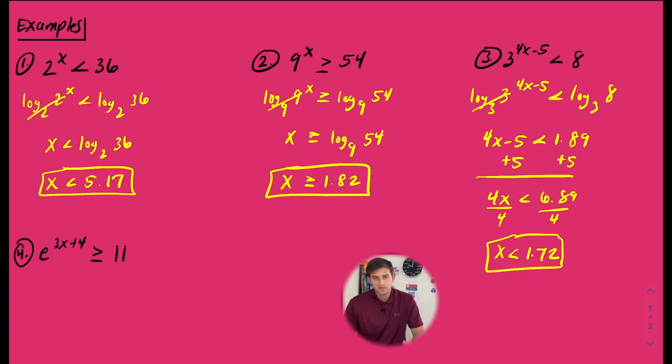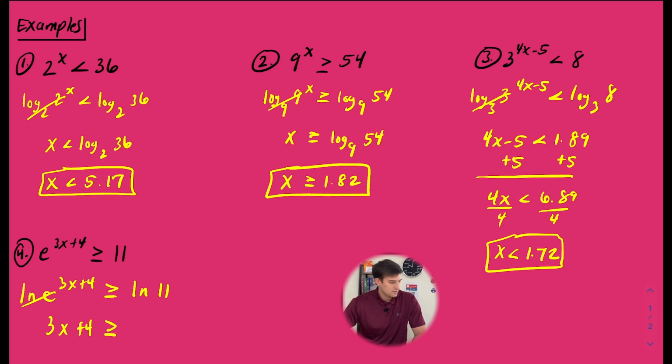Okay? All right, example number 4, e to the 3x plus 4 is greater than or equal to 11. So this one's a little bit different because we have e, the natural base, so now we can take the natural log of both sides. So we can do ln of e to the 3x plus 4 is greater than or equal to the ln of 11. So ln of e, that'll cancel, so 3x plus 4 is greater than or equal to.